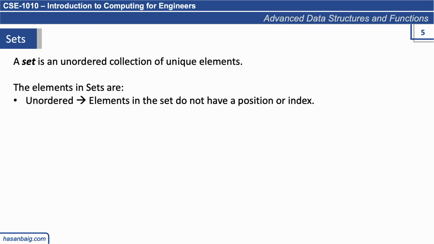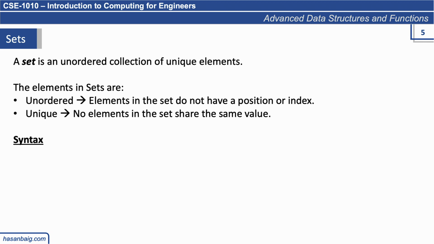And unordered means we cannot access elements based on their index values. Unlike a list, in which we specify the name of the list, specify the index value, and we can retrieve the value placed at that index. Agreed? In sets, we cannot do that because the elements are unordered. We do not know their index values. So there are 2 unique things associated with sets. Elements are unordered and elements are unique.